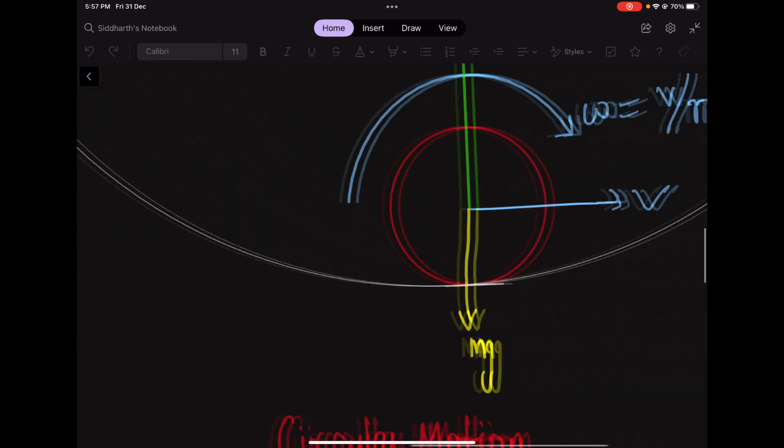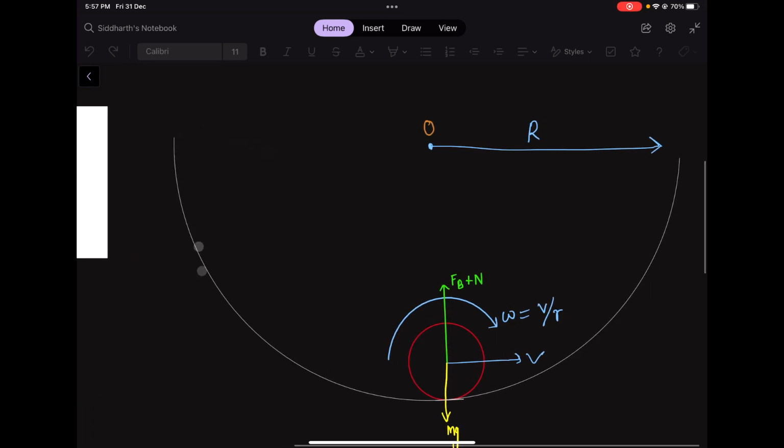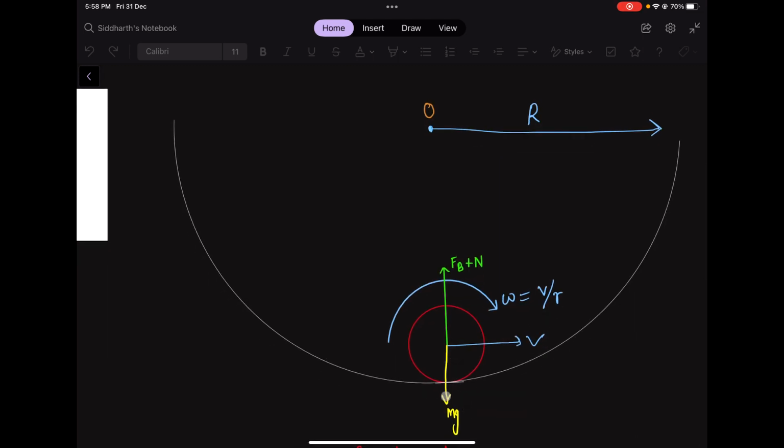Now let's look at the FBD. So this is the hemisphere with radius capital R, and this is the sphere. It has a velocity v towards the right and angular velocity omega, and this omega we can write as v by r because it's pure rolling motion. It also has mg downwards and FB upwards and normal reaction also upwards. FB direction you can find using Fleming's left hand rule, taking velocity towards the right and B into the plane.